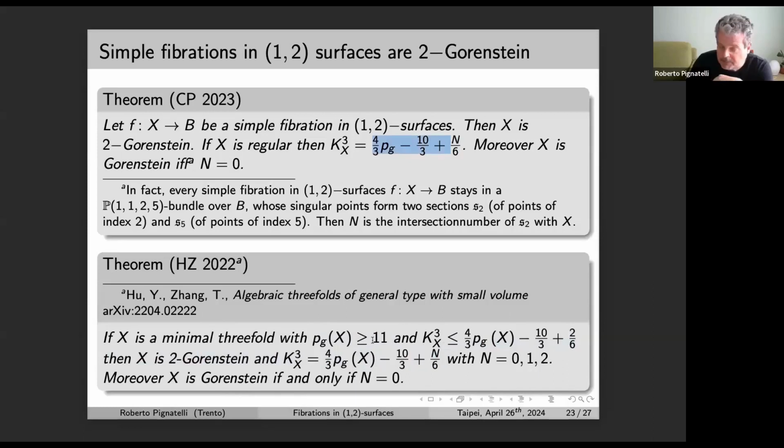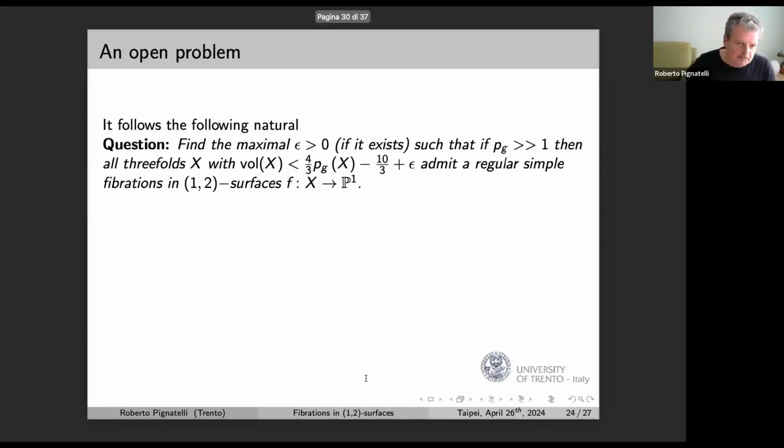They are really independent papers coming with completely different strategies. And they also prove that X is Gorenstein if and only if this number is 0. The second and third lines, as they call them, are made by 2-Gorenstein threefolds that are not Gorenstein. And so we have a lot of simple fibrations we want to observe also on these lines, and we don't know any examples, at least for PG at least 11, on these lines that are not simple fibrations in K3 surfaces, but we have a lot of them.